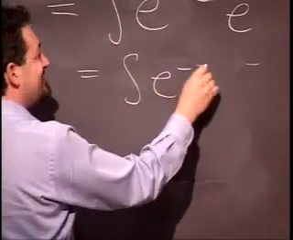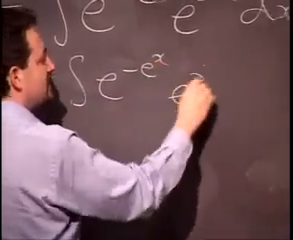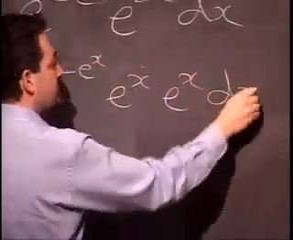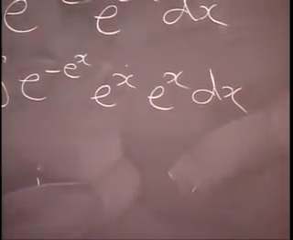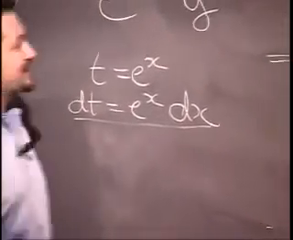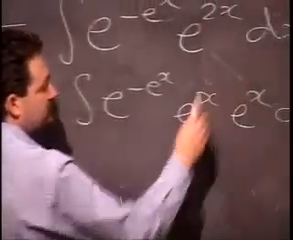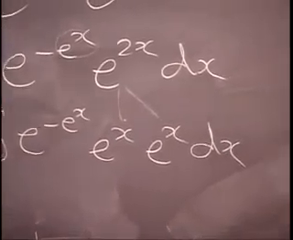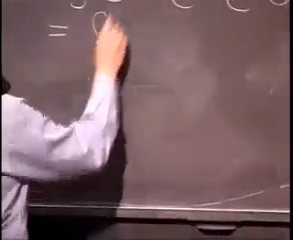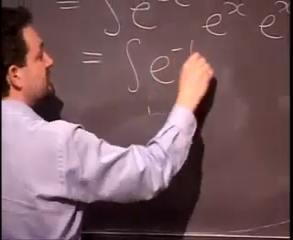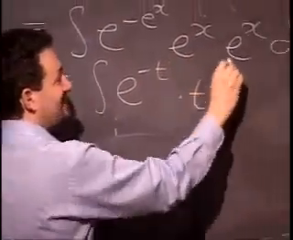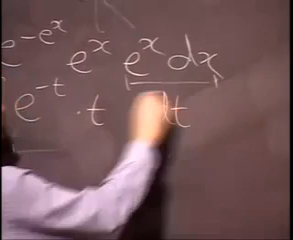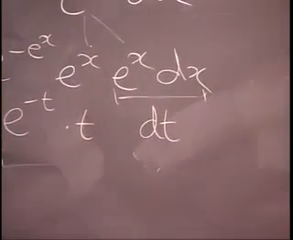Maybe the way to do this actually is first to write this as e to the minus e to the x, e to the x, e to the x dx. The reason I want to do that is I was inspired by the fact that dt is e to the x dx. So it's nice to kind of bust this up into two pieces here. All right, so what have we got? This is e to the minus t. This is a t. And these two together are a dt. And now we're going to integrate by parts.